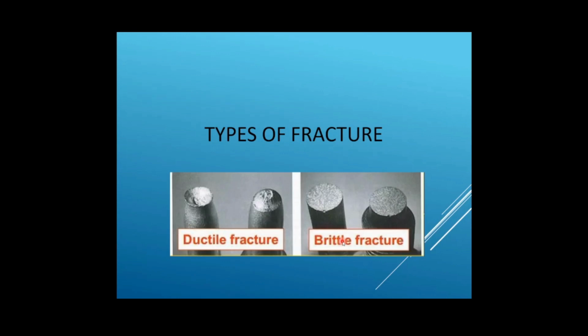Now we are moving into the second topic, that is types of fracture. The fractures may occur in ductile materials or brittle materials. As you know, ductile materials will elongate, and after taking some time, they will completely break. But in brittle fracture, because of its brittle nature, after applying the load, it will break directly. No elongation will take place.